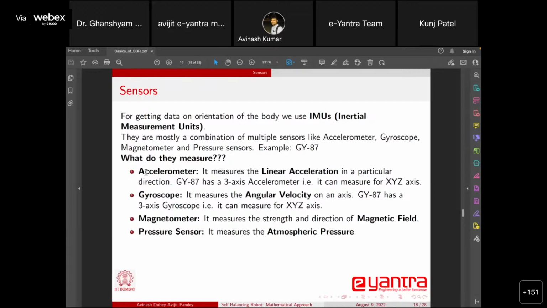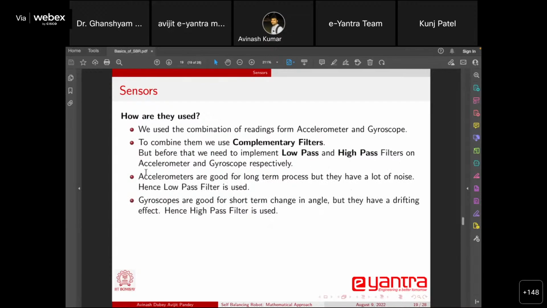Similarly, the magnetometer is pretty evident in itself. It measures the orientation of the sensor with respect to Earth's magnetic field or any strong magnetic field around it. So mostly it is referring to the Earth's magnetic field, unless there is some higher intensity magnetic field source. Then there is a pressure sensor, obviously measuring the atmospheric pressure. So in this particular application, we usually use the accelerometer and gyroscope. So how do we use them?